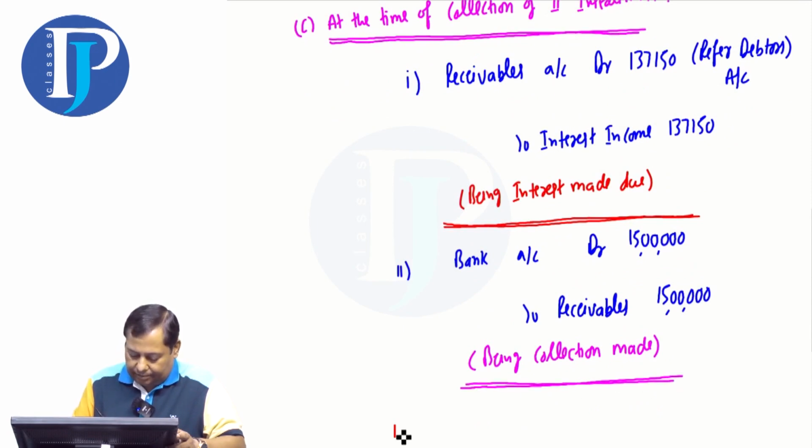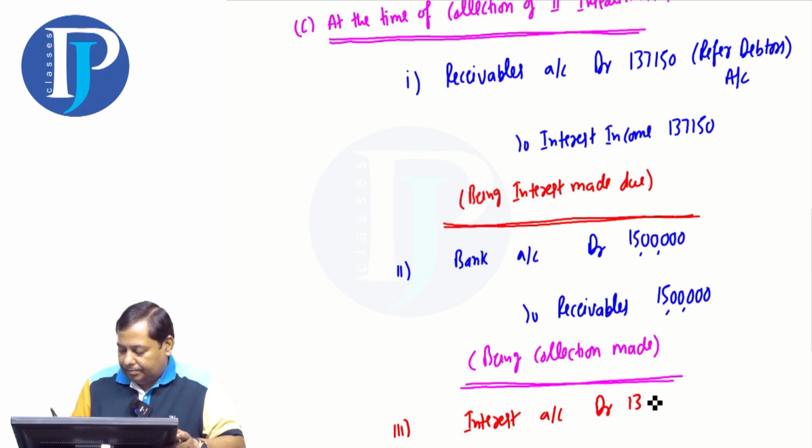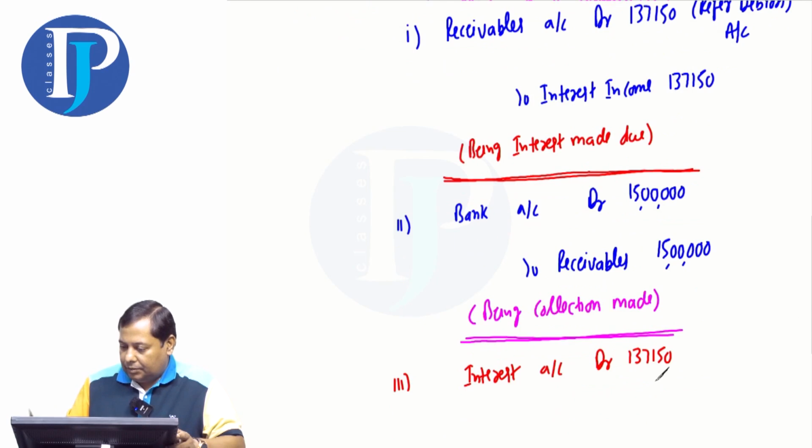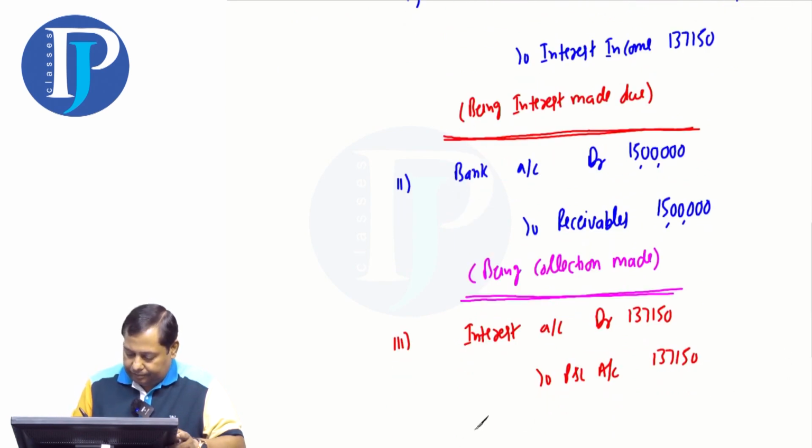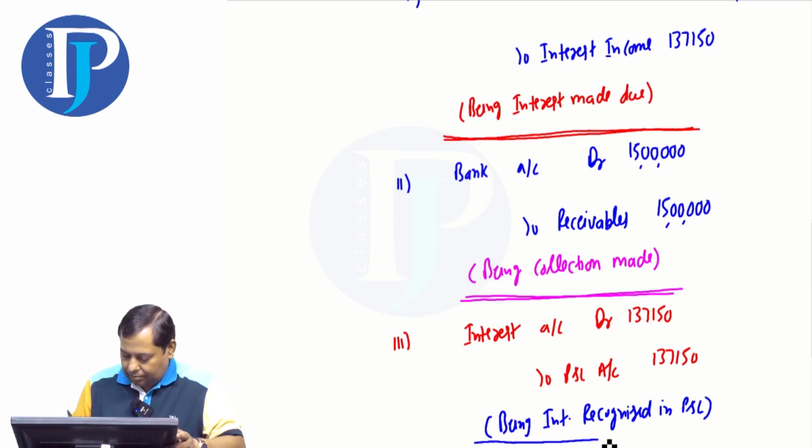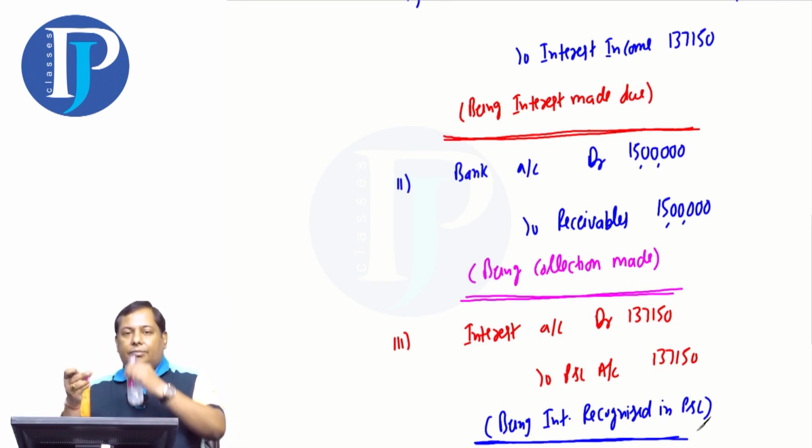Pass one more entry. Interest account debit to profit and loss account. Being interest recognized in P&L. These are 3 entries.